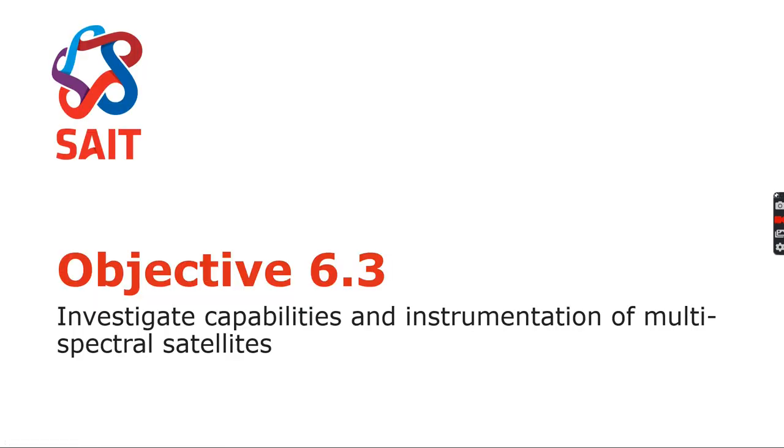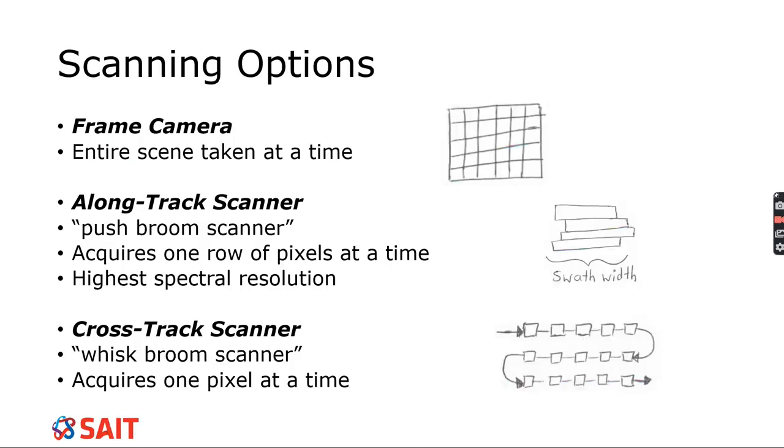So now we can investigate the capabilities and instrumentation of multispectral satellites. Now we're getting into sensors, like what do sensors actually do? We have three kinds of sensors that we use. The first one is a frame camera, which means I take a photograph of the entire scene all at once. You're used to that because that's what your cell phone does. That's what your eyes do. We take the entire scene in at the exact same time.